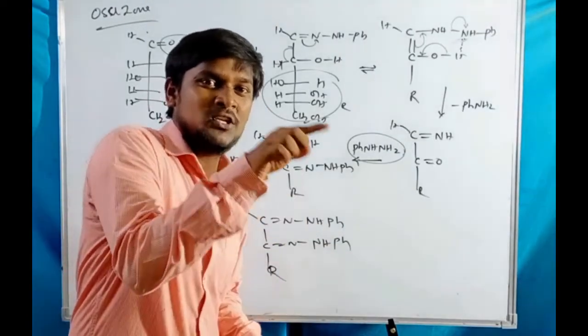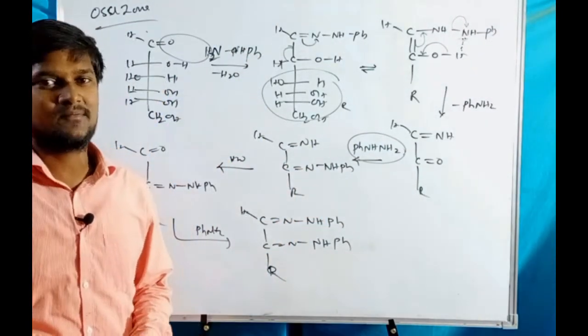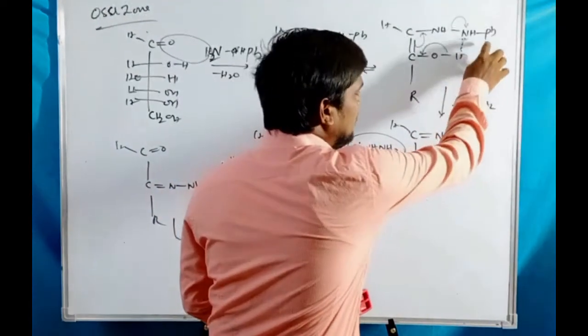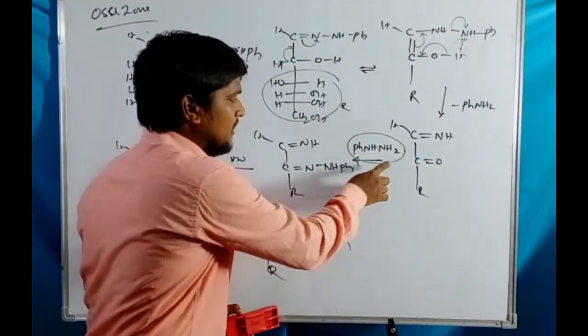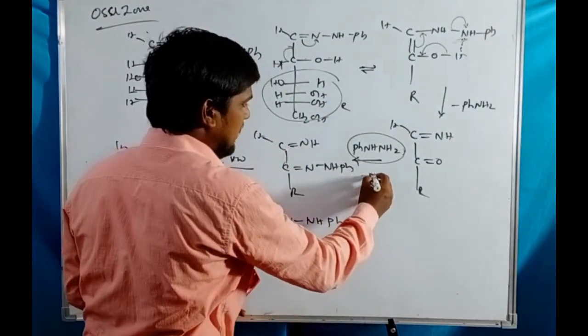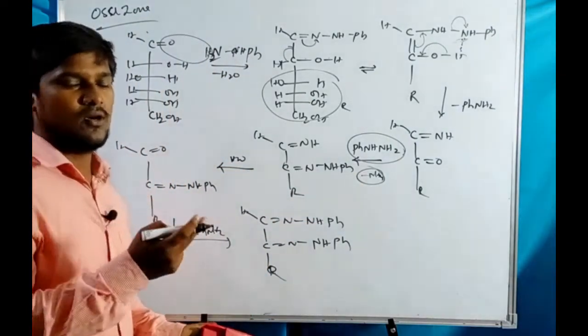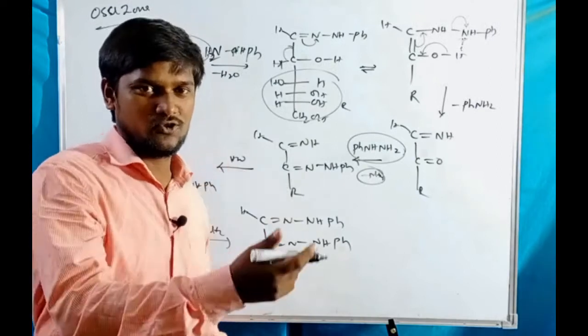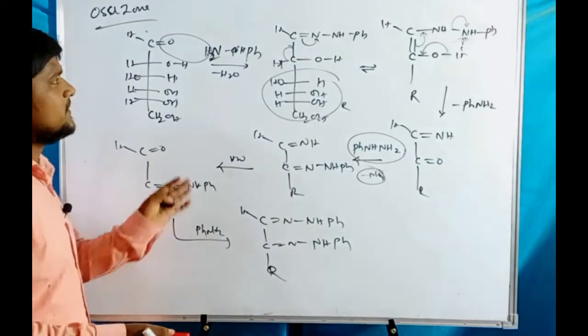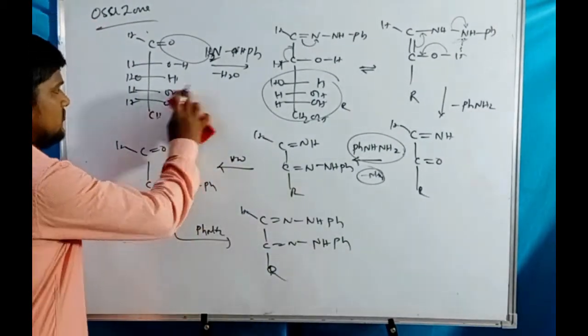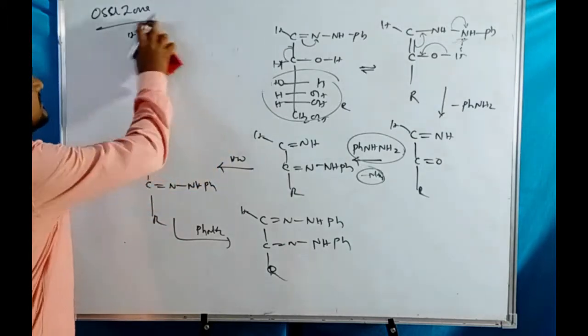So among the three moles of phenyl hydrazine, two nitrogen atoms are left. One of the nitrogen atoms will be eliminated as aniline. Another nitrogen atom will be eliminated as ammonia. Those two nitrogen groups are eliminated. So this is the simplest mechanism of the osazone derivative test.